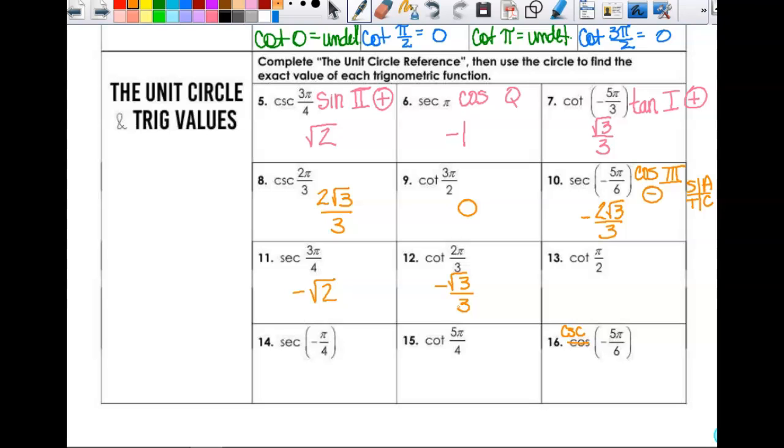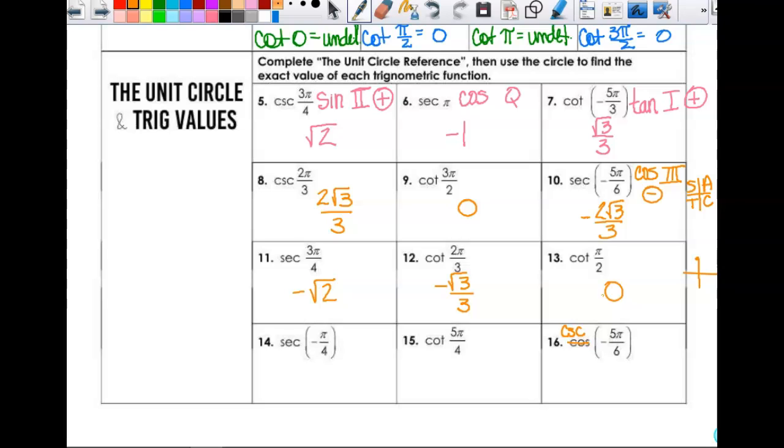Undefined. Cotangent is the reciprocal of tangent, right? What's the tangent of pi halves up here? That's undefined. So this is 0. Very good. Okay. Just making sure I was paying attention, right?